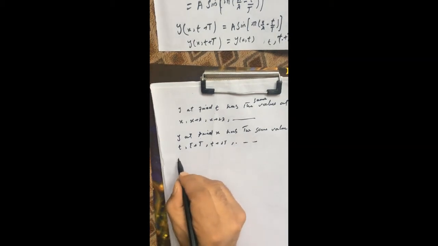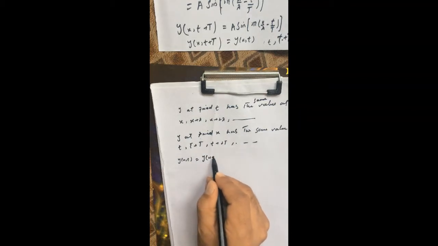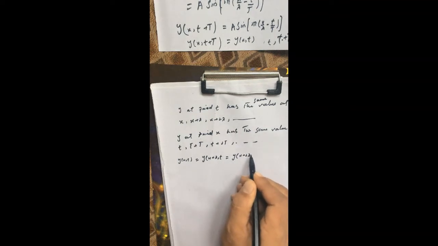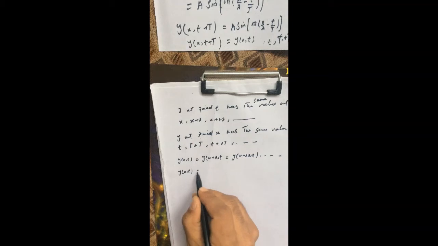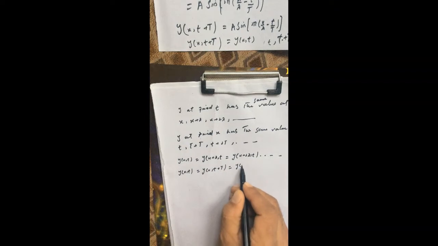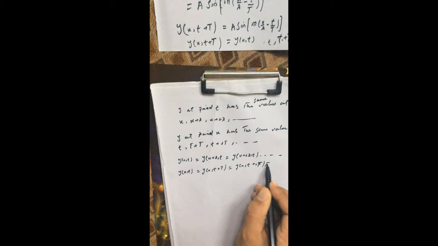What it means is y at (x, t) equals y at (x plus lambda, t), which is equal to y at (x plus 2 lambda, t), and so on. And similarly y at (x, t) is equal to y at (x, t plus T), which is equal to y at (x, t plus 2T), and so on. These were the two properties we proved in the previous video. Now I'll come to another property.